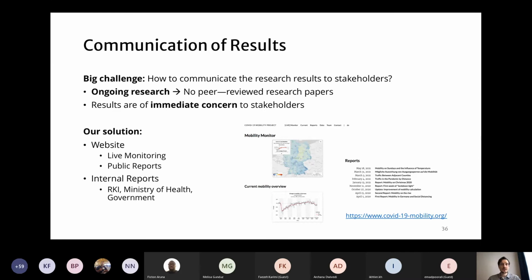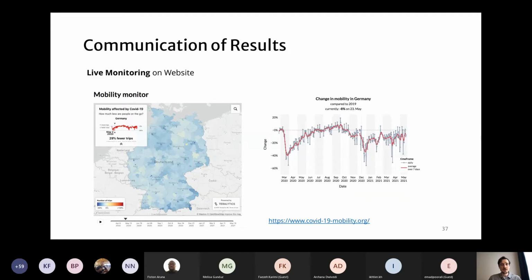And then we accompanied that with public reports that we put online where we looked at specific aspects more in depth. And in parallel to that, we also had internal reports that we forwarded to the people in the Ministry of Health and the government. So on the website, just to show it again, here we still have it. You can go and have a look at it. We have this map where you can look at the mobility in Germany over time in different locations.